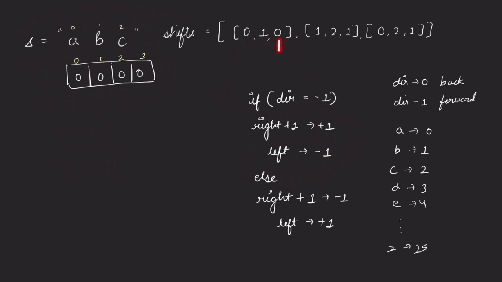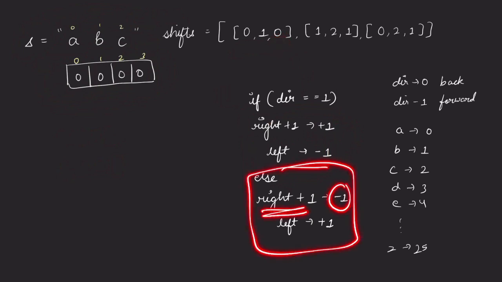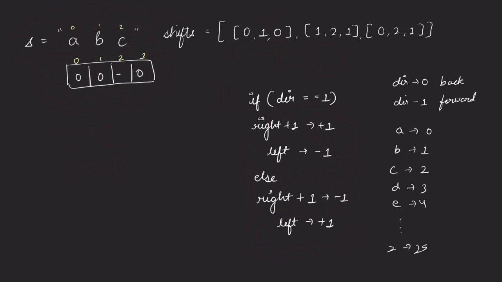Now what is the first query? From 0 to 1, the direction is 0, right? So we will come here, at right plus 1, we will do a minus 1. Right is 1, 1 plus 1 will be 2. So at index 2, we will add a minus 1, so this will become minus 1, right? And at left, that is index 0, we will add a plus 1, so this will become 1. Then we'll move to the next query.